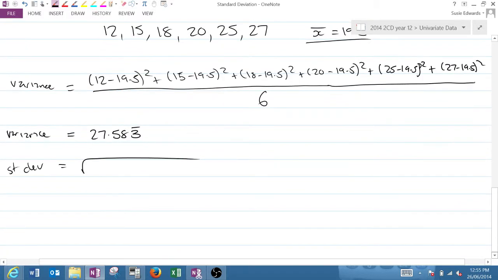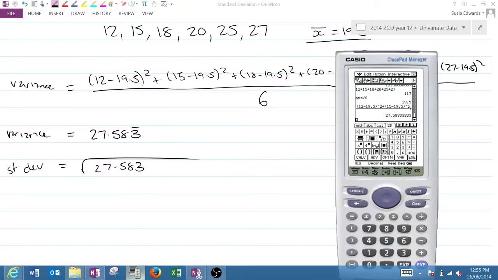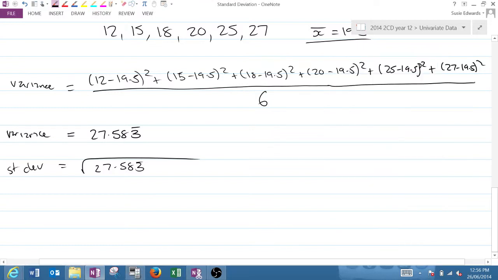Once we know the variance, the last thing we have to do is go 27.583, and we need to find the square root of that. Now, just a reminder, remember there's a cut and paste button, or for this one we can just drag and drop. So square root, drag and drop, put it in, enter, 5.25. So it means that the average distance of each of those points from the mean is 5.25. Any questions about that?